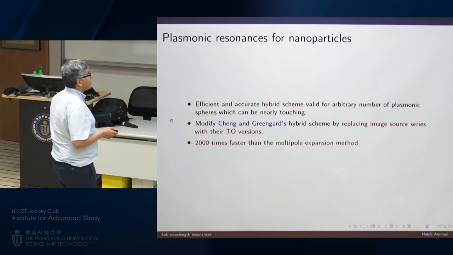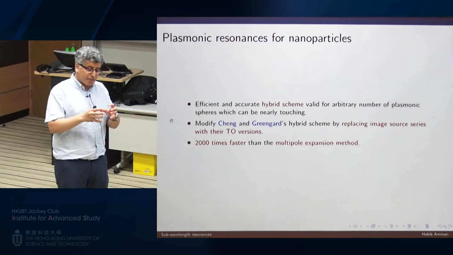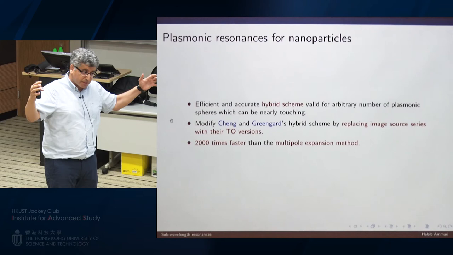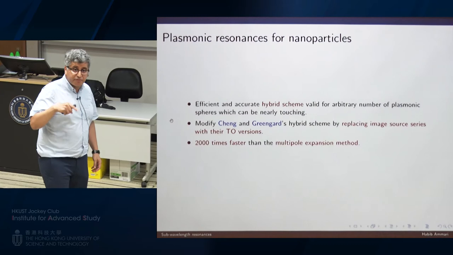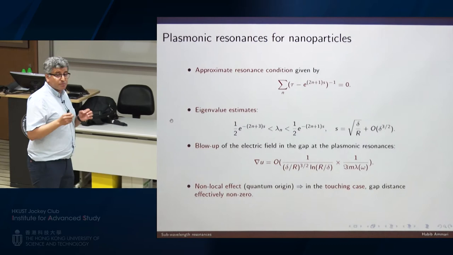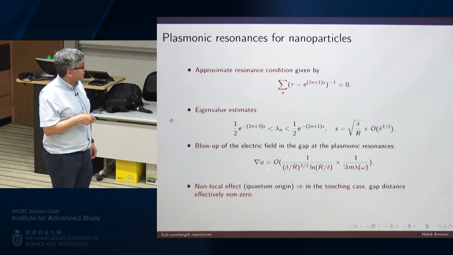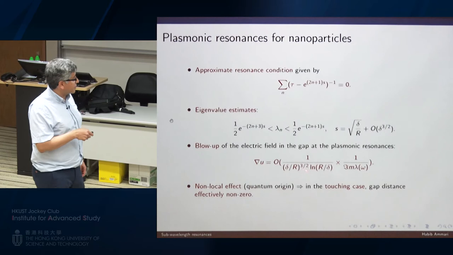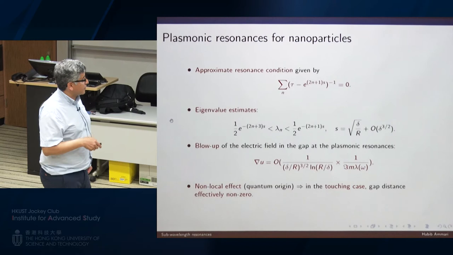Now, if you have many of these spheres interacting, and you want to repeat this structure in order to make a microstructure with interesting properties, you need to compute the field in one cell. And I didn't comment on something: this is the blow up of the electric field in the gap at the plasmonic resonance. The gradient of the solution of this Laplace equation behaves in the gap like O of delta over R to the power 3/2 times log, and as in the two-dimensional case, 1 over the imaginary part of lambda omega.